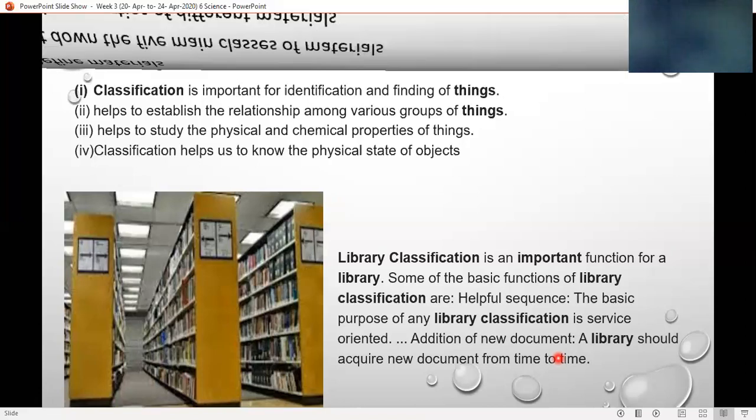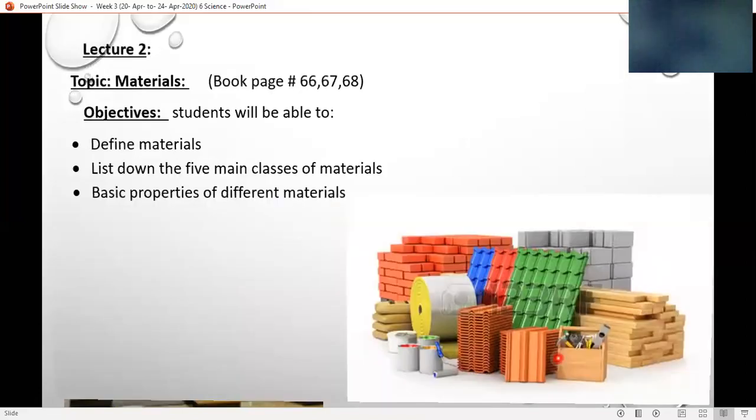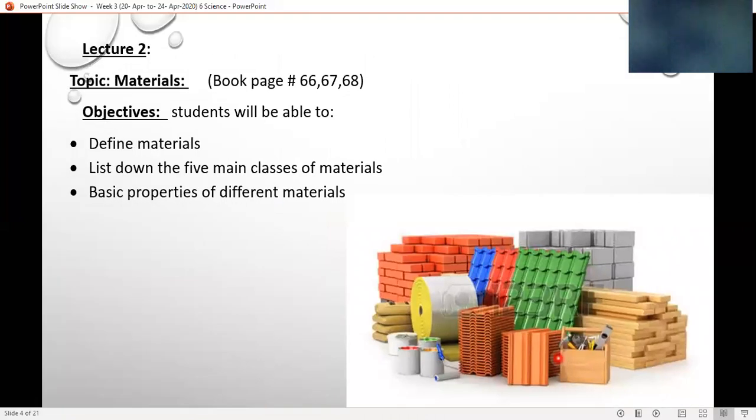So our next topic which we are going to discuss is material. We will define material. We will list 5 main classes of material, and then we will obviously discuss the properties, and why, depending on these properties, the materials are put in a certain class. Okay.